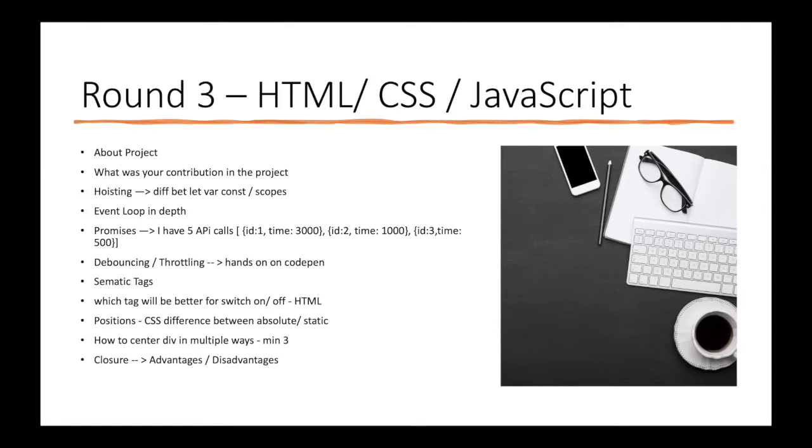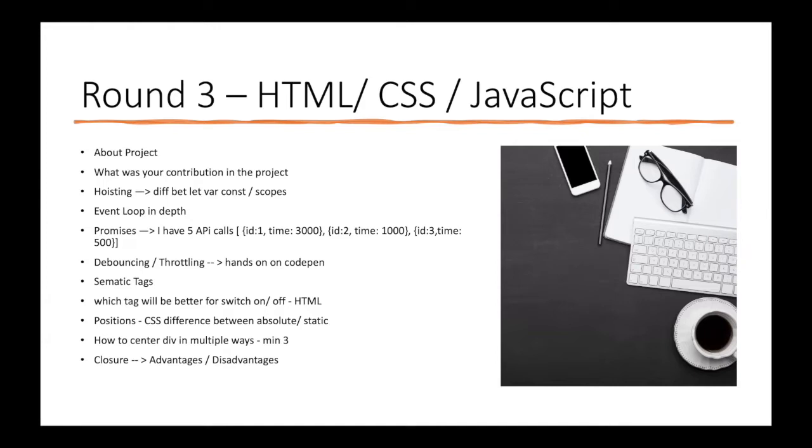So what are the semantic tags, what is the difference between the inline and the block level elements, and what tag could be used for a given situation. Let's say there was one example: which tag would be better for a switch on and off. If you want to implement functionality like on and off, what tag would you suggest? I didn't click on it at that time, but it was the checkbox. You can think of the checkbox as on and off, so that tag could be used.